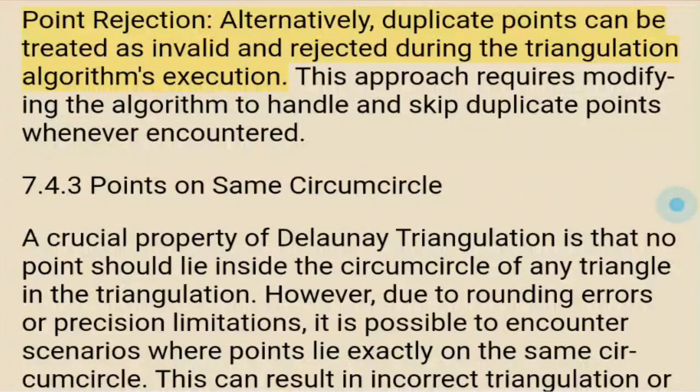Point rejection. Alternatively, duplicate points can be treated as invalid and rejected during the triangulation algorithm's execution. This approach requires modifying the algorithm to handle and skip duplicate points whenever encountered.